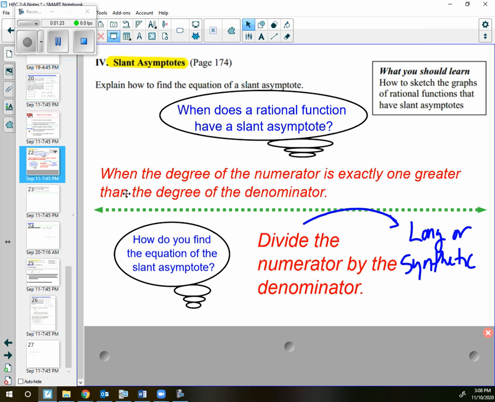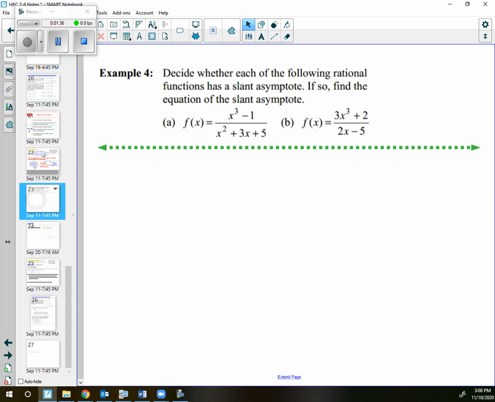So remember, you can only use synthetic when that's a linear factor on the bottom. So hopefully we'll have some of those. But if it's long division, we're just totally fine. We know how to do that as well. But we're going to see what that slant asymptote gets closer and closer to. So let's take a peek at an example.